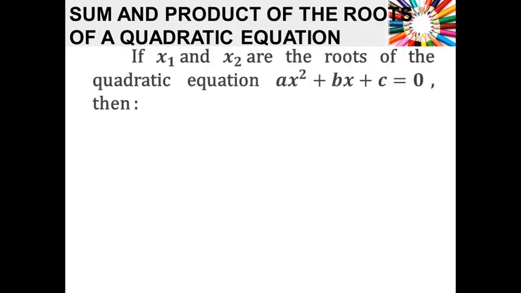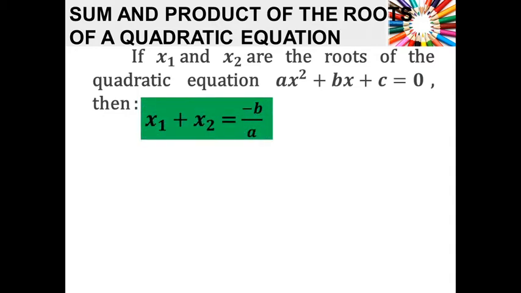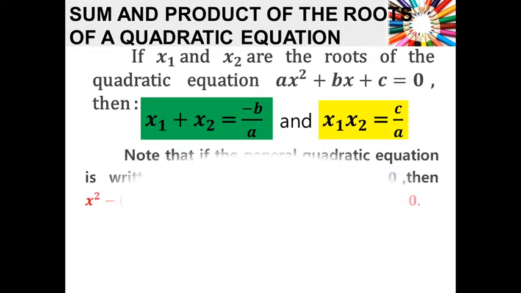If x1 and x2 are the roots of the quadratic equation ax squared plus bx plus c is equal to 0, then x1 plus x2, which is the sum, is equal to negative b over a, and x1 times x2, or the product, is equal to c over a.